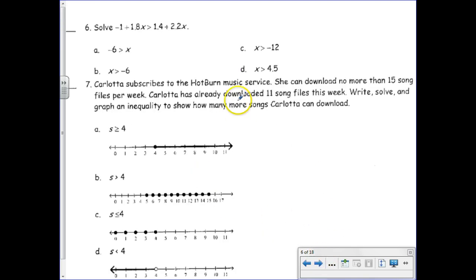Next, number 6. Okay, decimals here. So you decide. I have variables on both sides. Okay, what are you going to do? Well, I hate negatives, so I'm going to subtract 1.8x from each side.